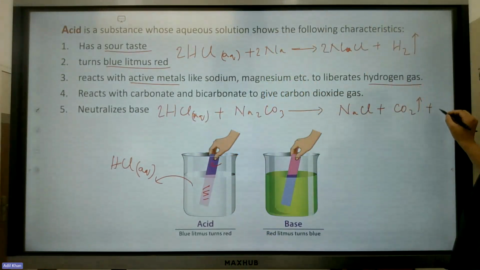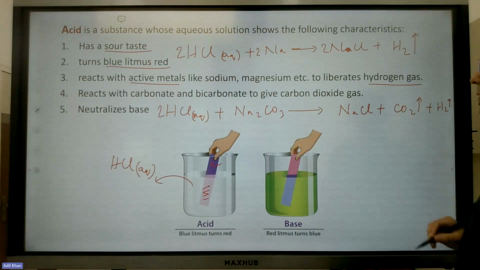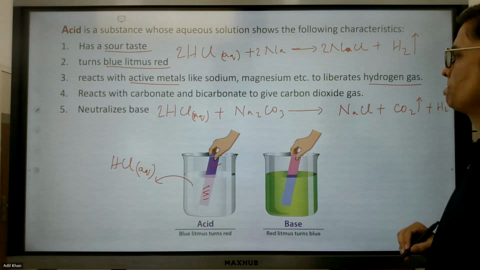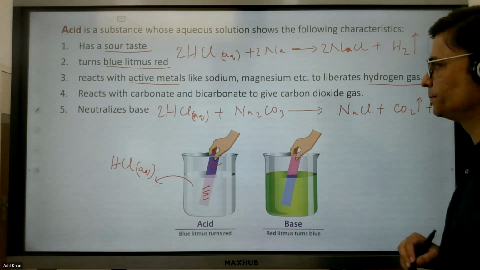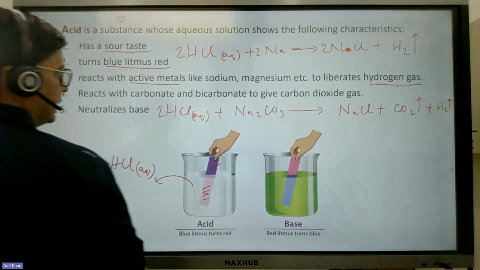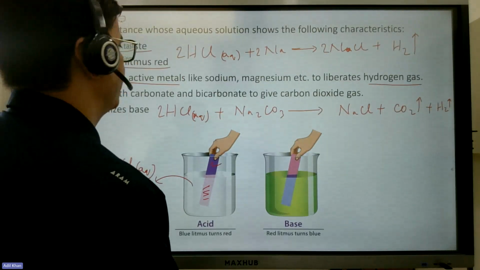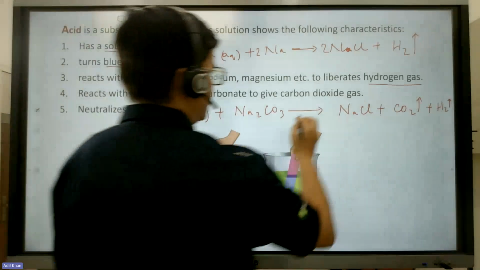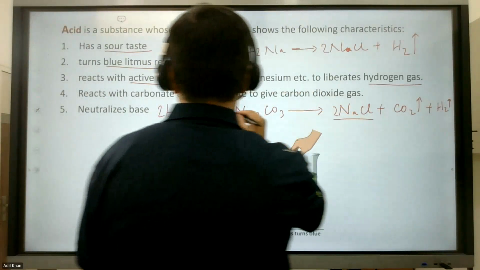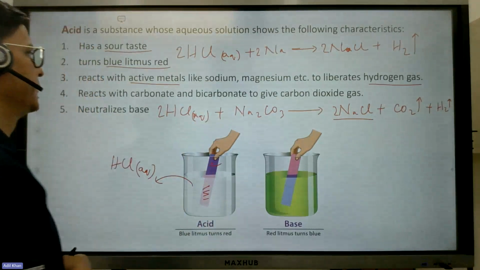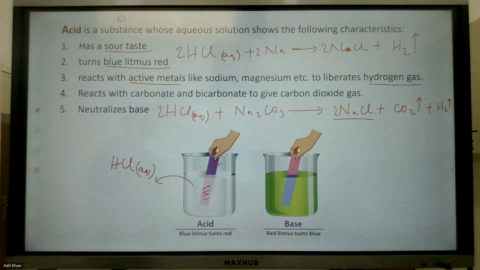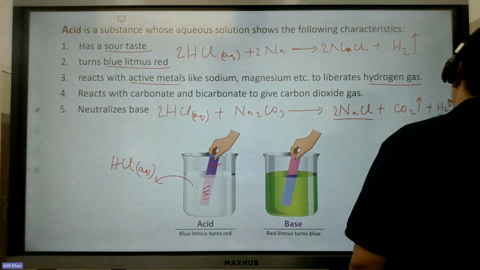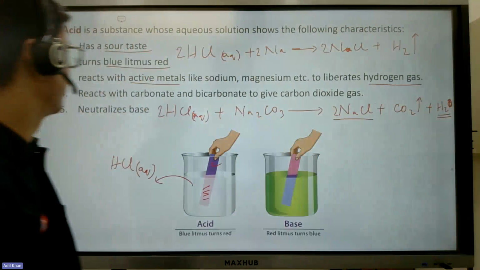What else do you get? Do you get hydrogen gas also, or something else? Water. HCl, Na2CO3, NaCl, carbon dioxide. This is 2 times, correct? And 2, correct. So 3 H2O, water is formed, not hydrogen gas. It will give rise to your water.